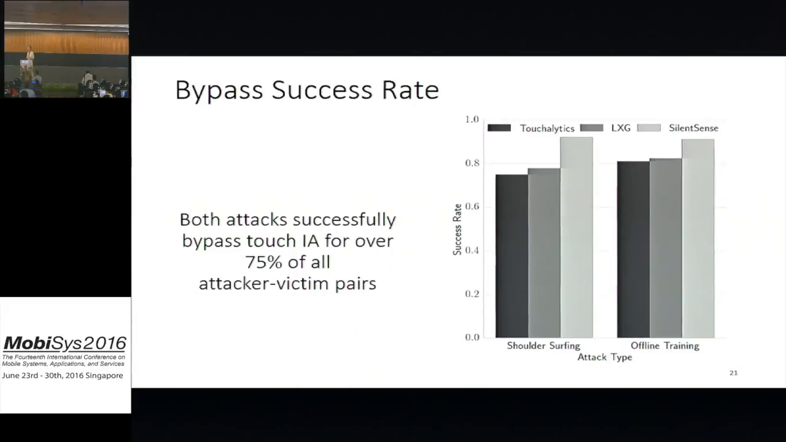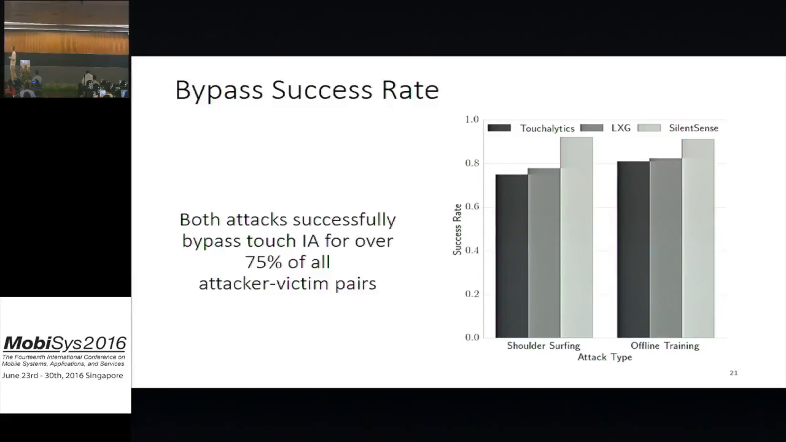So what are the results? I'm showing 2 kinds of results in this talk, more in the paper. This is the bypass success rate. This is what we care about. So we have 2 attacks, shoulder surfing and offline training, and the y-axis shows success rate. At least 75% of all the attacks succeeded for all the cases.